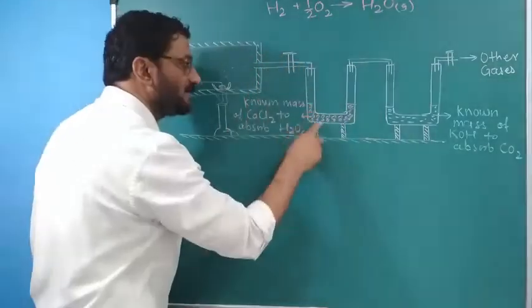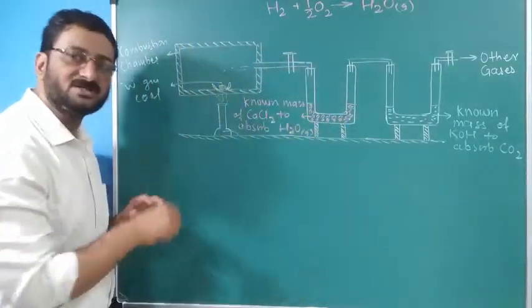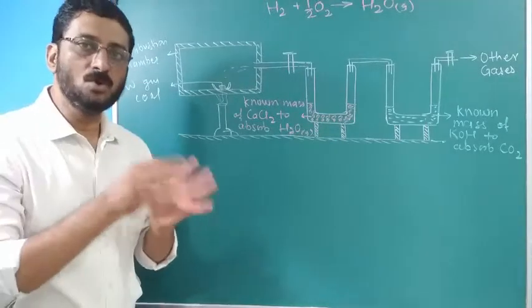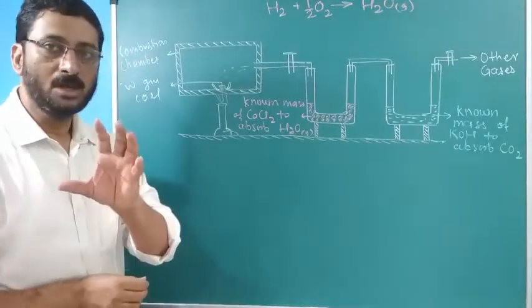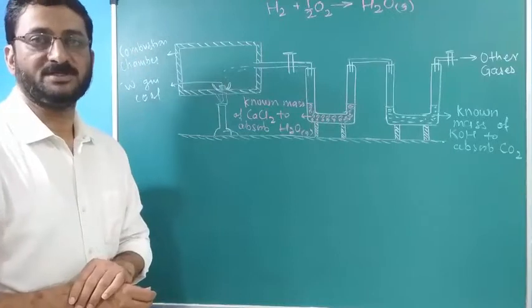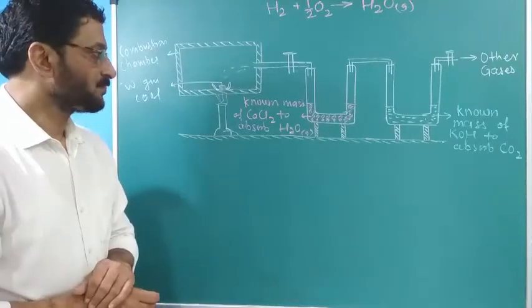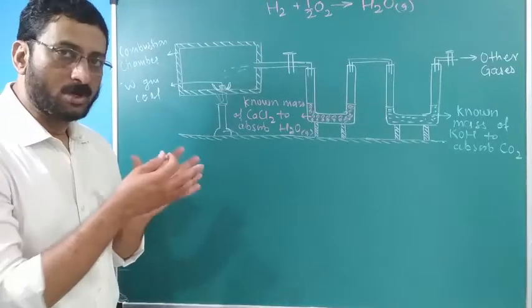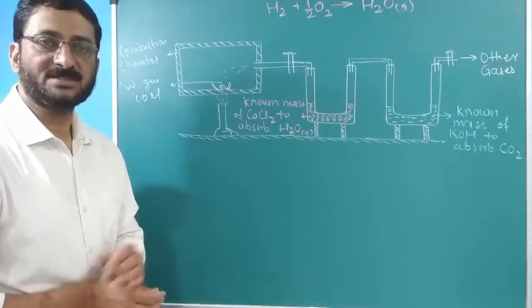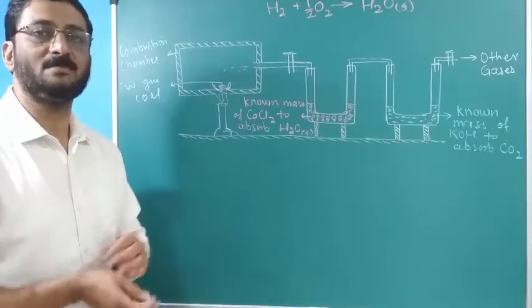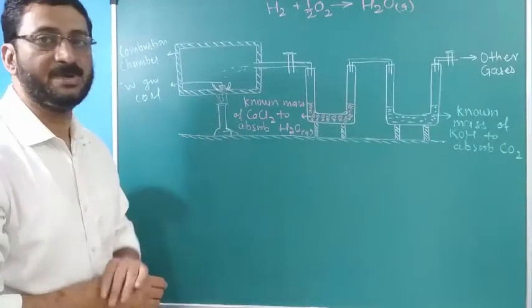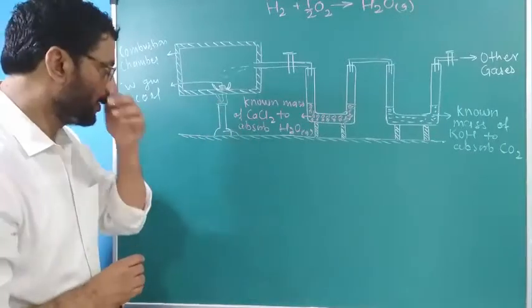This H2O gas is allowed to pass through the first U tube containing a known mass of CaCl2 to absorb moisture, to absorb H2O gas. By absorbing whatever amount of H2O is formed, some rise, some increase in the mass of CaCl2 will be observed. Fine.